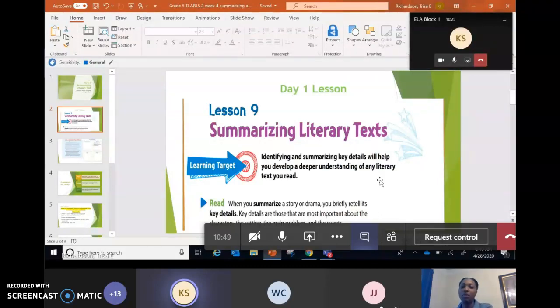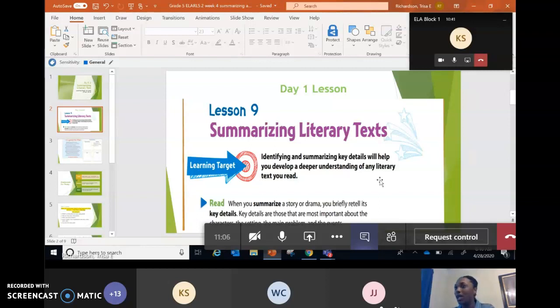Okay, when you summarize a story or drama, you are briefly retelling its key details. Key details are what's most important about the character, setting, main problem, and events, which is what I just shared with you all in the anchor chart.